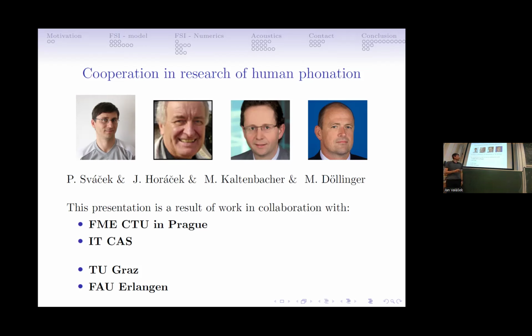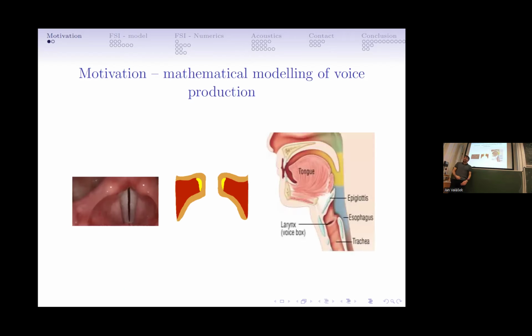acoustic simulation. So what is our motivation for this mathematical modeling? This is basically how the human voice is produced. First, you can see here at your neck there are vocal folds, which under the pressure of the incoming stream from the lungs start to vibrate, and by this vibration they change the shape of the domain, and also vice versa influence the whole fluid flow. And we speak about fluid structure interaction in this sense.